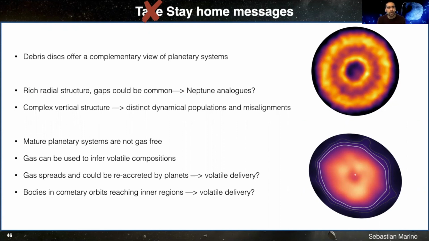We have also found that mature planetary systems are not gas-free. Gas can be used to infer the volatile composition of planetesimals. That gas should spread and could be reaccreted by planets, perhaps leading to volatile delivery. And finally, the bodies in cometary orbits that reach the inner regions could also impact on planets close to the star and perhaps deliver some of their volatiles.